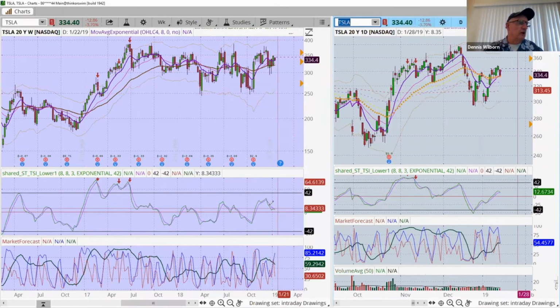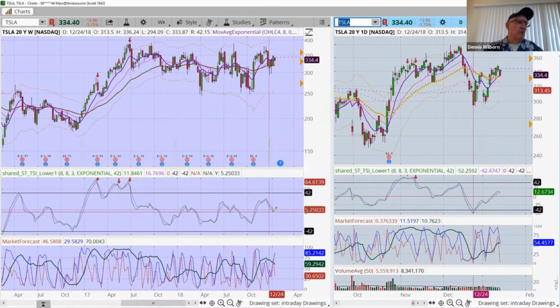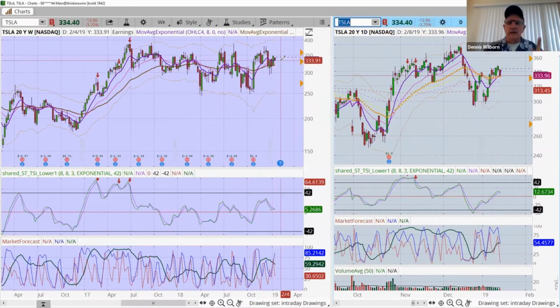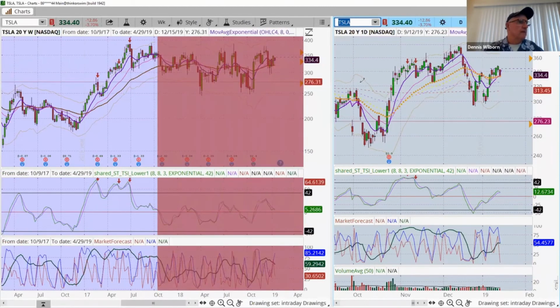here on a weekly chart, on a weekly chart, all we had was a TSI squeeze. That's what it's appearing to be. We're not absolutely sure, because why? Because the weekly candle just started. The weekly candle just started on Tesla. Pull this up a little bit.